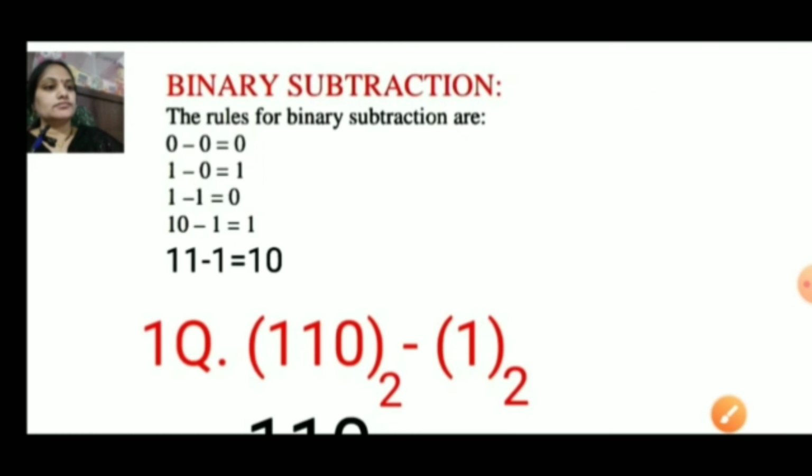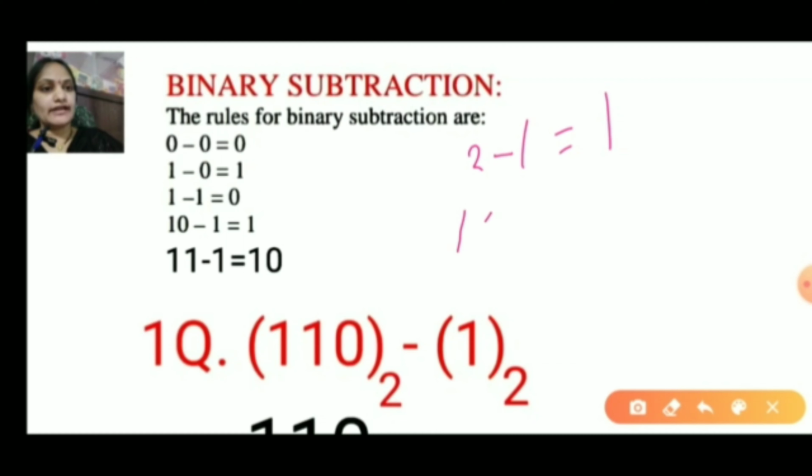Now, here all of us know that 2 minus 1 is equals to 1. Okay. So in case of binary system, instead of writing 2, what we have to write? We have to write 1 0. So 1 0 minus 1 is equals to 1. Okay. That is why this rule is like this.